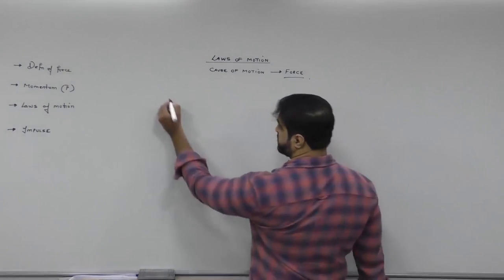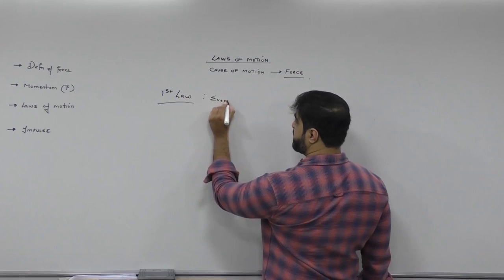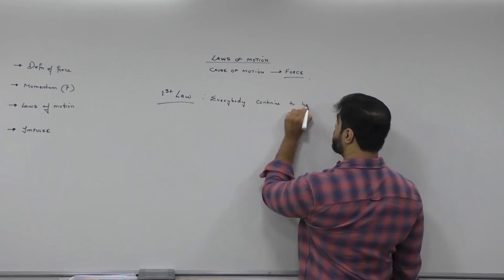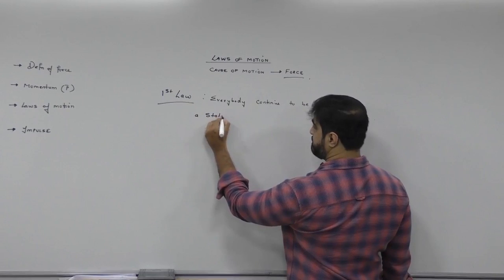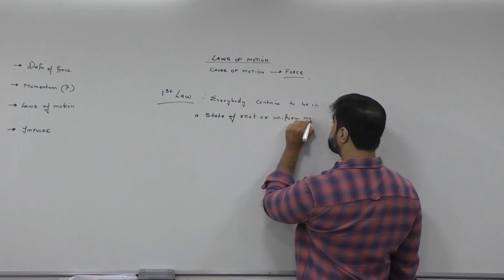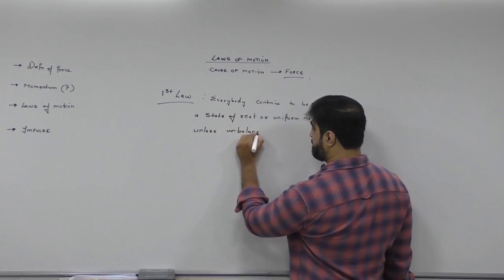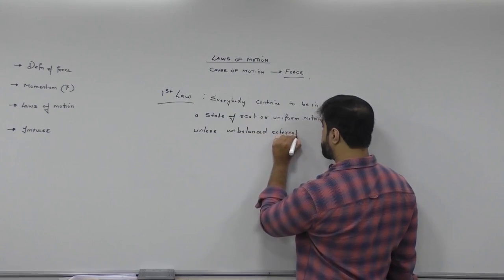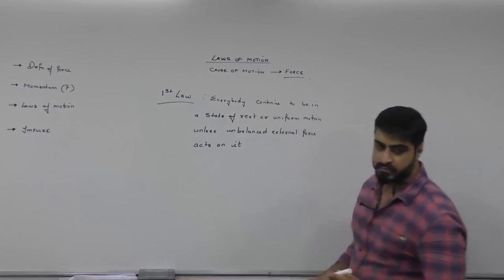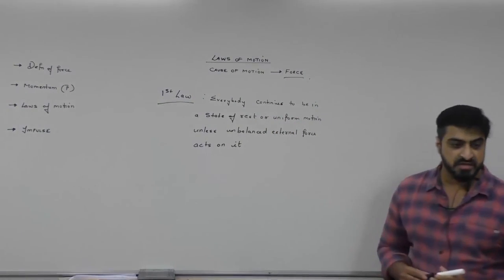First law. Newton's first law of motion: every body continues to be in a state of rest or uniform motion unless an unbalanced external force acts on it. Everybody continues to stay in a state of rest or uniform motion unless acted upon by an unbalanced external force.